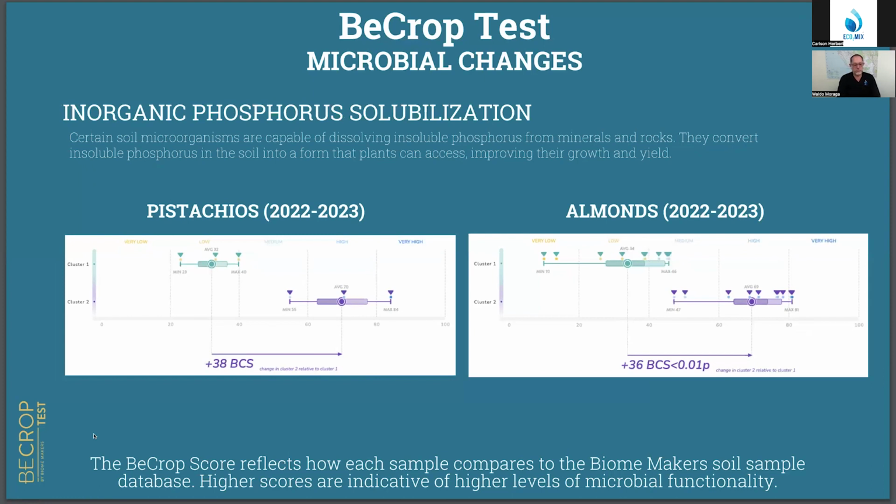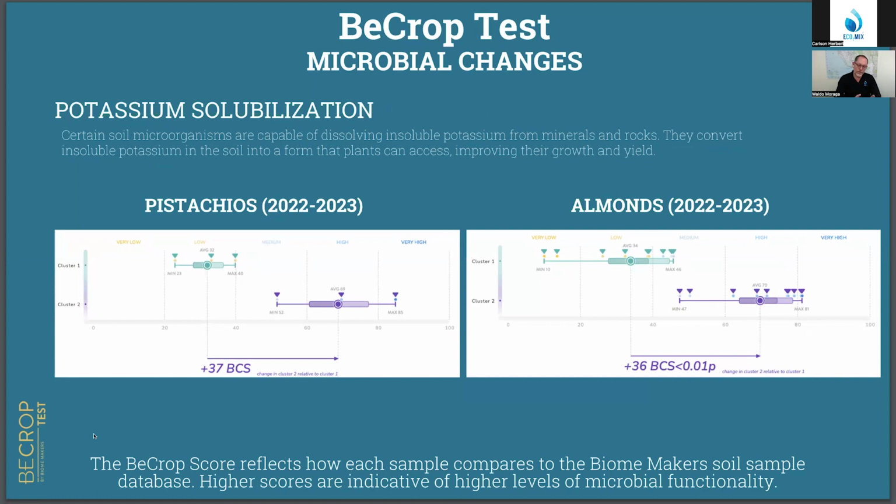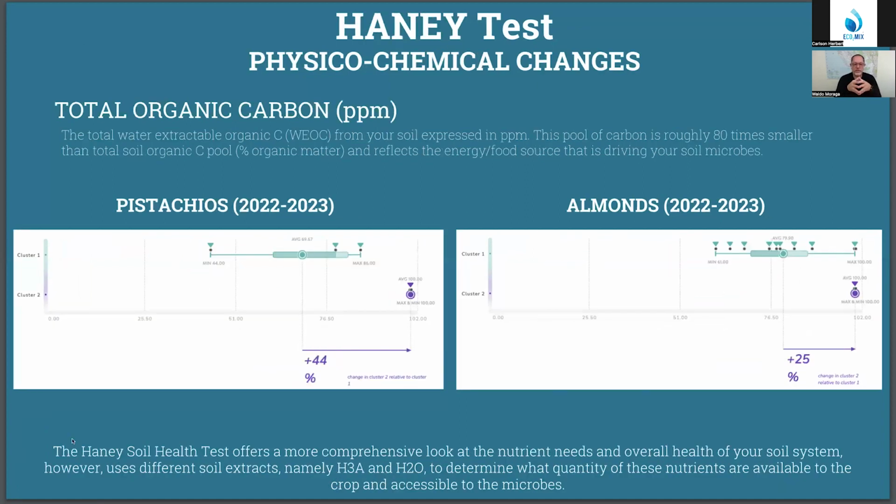The phosphorus solubilization, pistachios, 38%, almonds, 36%. Not the phosphorus itself, it's the microorganisms that help with the solubilization of these elements. Potassium, the same, 37%, 36% in almonds. So now you can see that there are changes in the microbial activity. It changes the microbes in the soil. There are some positive changes in your microbiome. These are not changes that occur overnight. These samples were taken after 2 complete irrigation seasons.